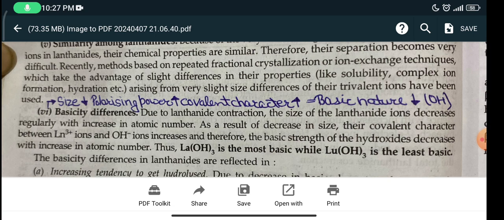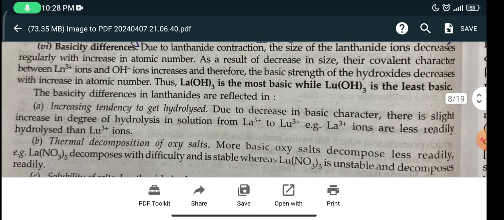The basicity differences in the lanthanides are reflected in the increasing tendency to get hydrolyzed due to the decrease in the basic character. There is a slight increase in the degree of hydrolysis in the solution from lanthanum to lutetium. La3 positive ions are less readily hydrolyzed than Lu3 positive ions.